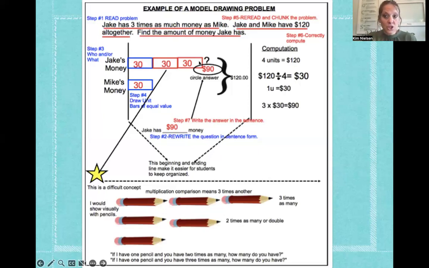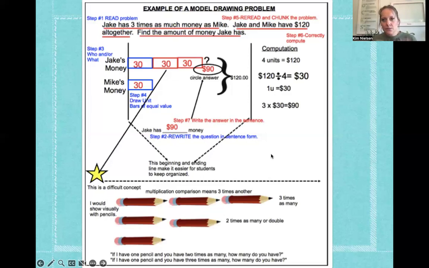So this is actually a 2-step problem. I also have to do 3 times 30 is $90. Okay, so then I go back and I say Jake has $90. It sounds weird to say Jake has $90 money. Not a very good sentence. So you could just say dollars, period. Okay.